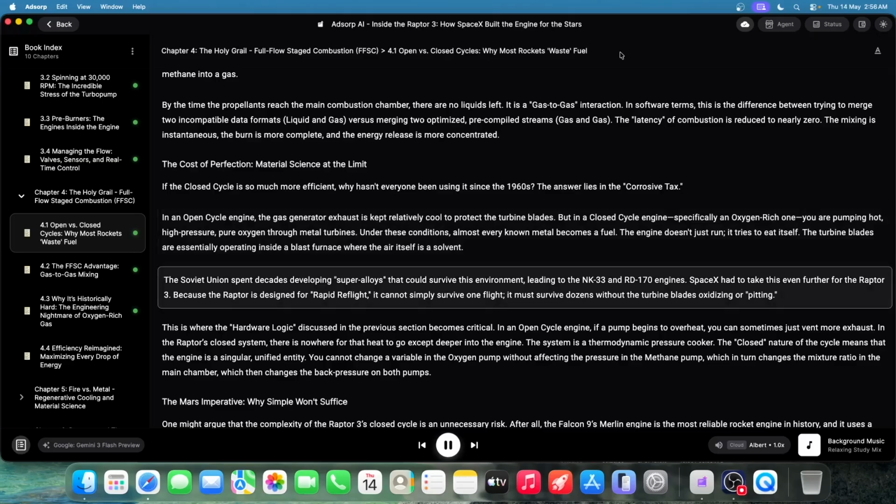And the Soviet Union spent decades developing superalloys that could survive this environment, leading to the NK-33 and RD-170 engines. SpaceX had to take this even further for the Raptor 3.